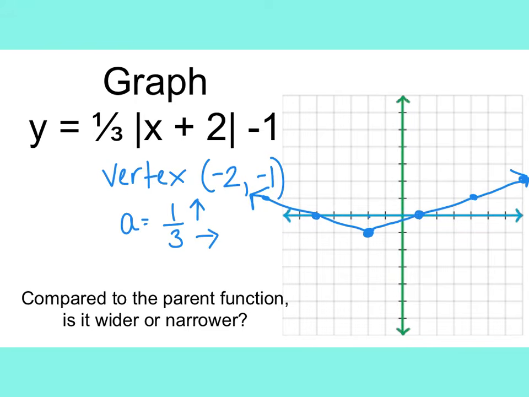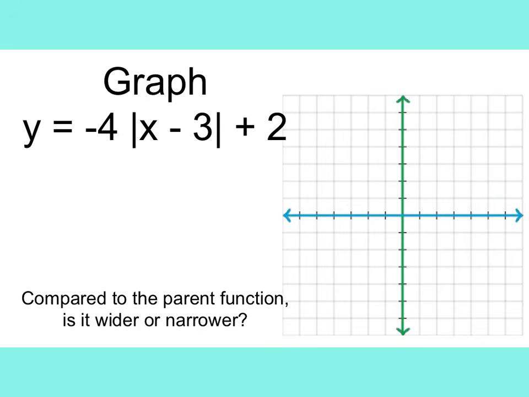So the second question here is, compared to the parent function, is it wider or narrower? I just sketched the parent function, y equals the absolute value of x, in here. The vertex is 0, 0, and the slope of the right ray is 1, so it goes up 1, right 1. So if you were to compare the width of that V, the blue one is definitely wider. Okay, so notice when it's 1/3, a fraction smaller than 1, it gets wider.